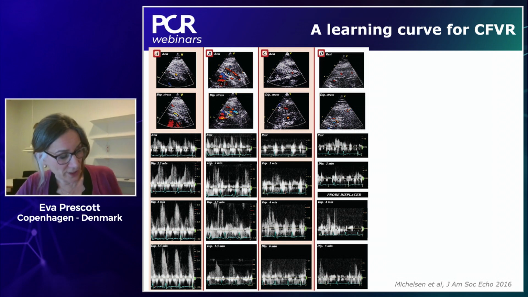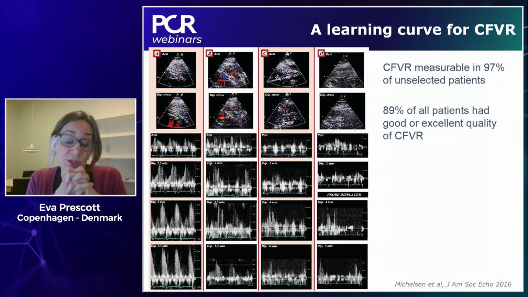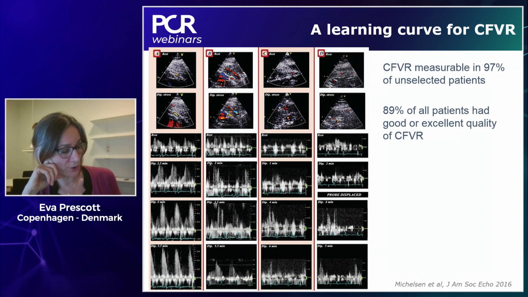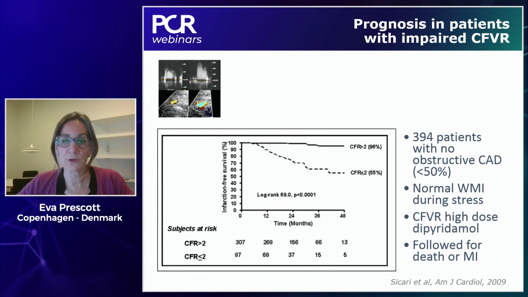But in our large study, and that included, as I mentioned, almost 2,000 patients, we were actually able to measure coronary flow velocity reserve with these unselected patients in 97%, and this was with an excellent or good quality of the measurement in 89%. So one of the prejudices should be put down. We were able to do that in all comers, and it should be possible for any good echo lab to do that. So what's the value in terms of prognosis?